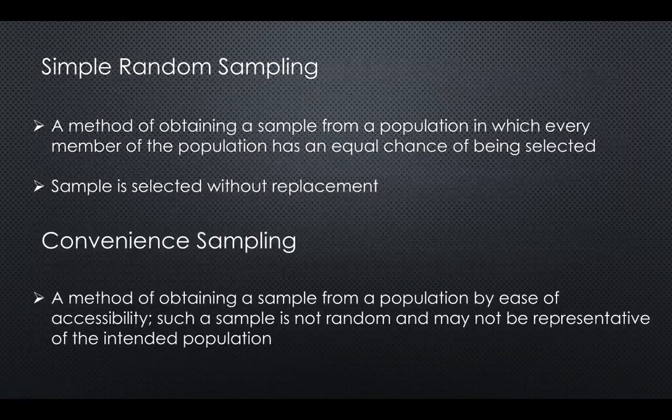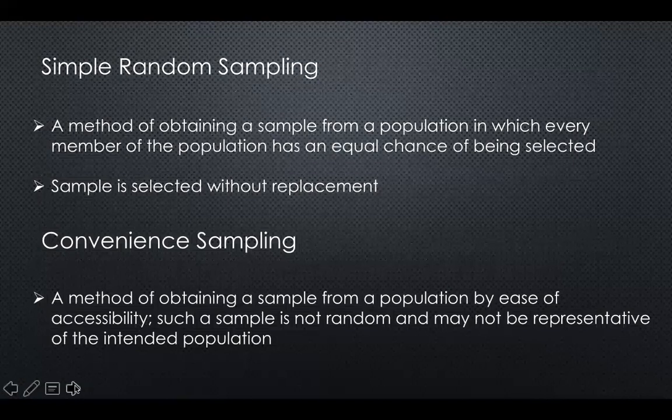So another type of sampling is convenience sampling, which can also lead to sample bias. It's a method of obtaining a sample from a population by ease of accessibility. So this is not random, this is not representative. This is making it very convenient and easy for the researchers to find samples and to collect data. That is very easy for them. That doesn't provide much travel cost, things like that. So it makes it very easy, but again, it may not be representative of the population as a whole, and it's most likely not random.